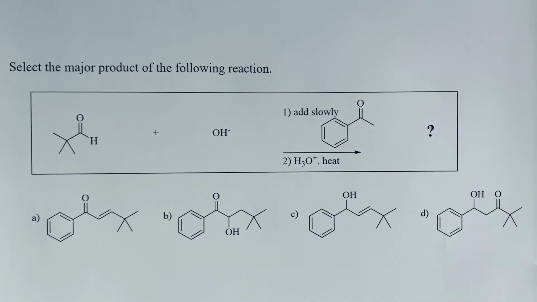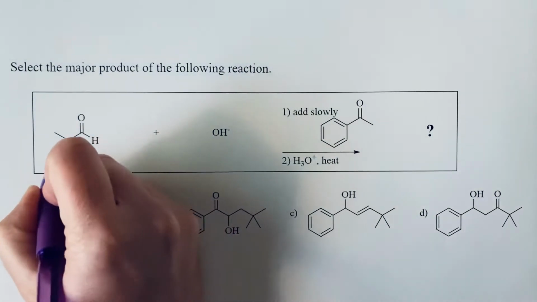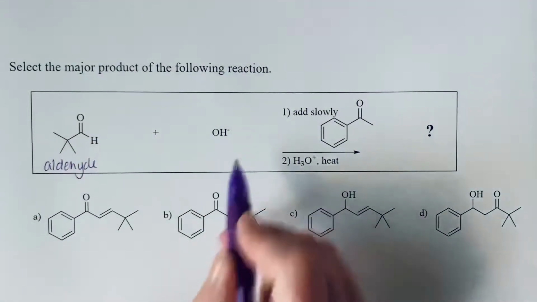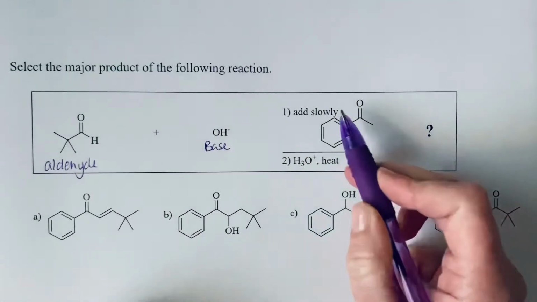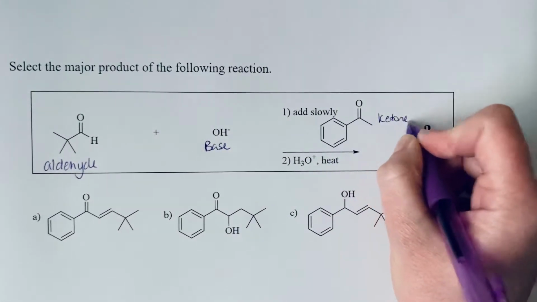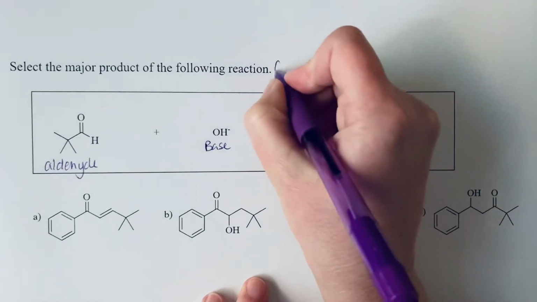Select the major product of the following reaction. So we see we are starting with an aldehyde. And we have hydroxide, so we have a base in this solution. And then we're adding to that slowly a ketone. So this is an example of a crossed aldol reaction.